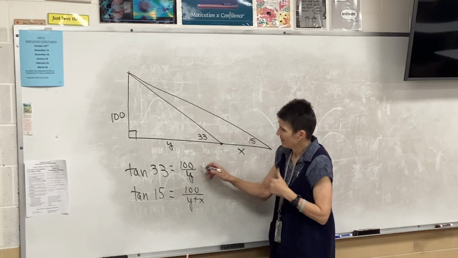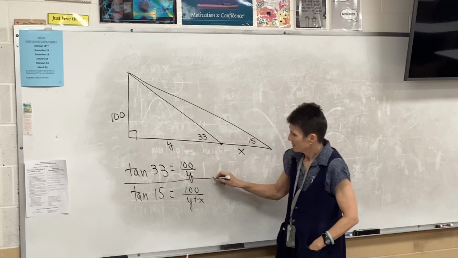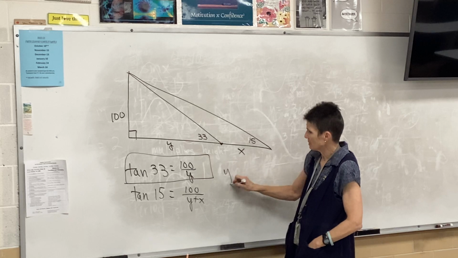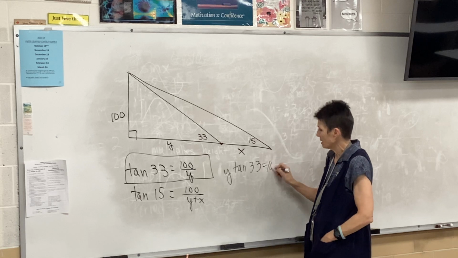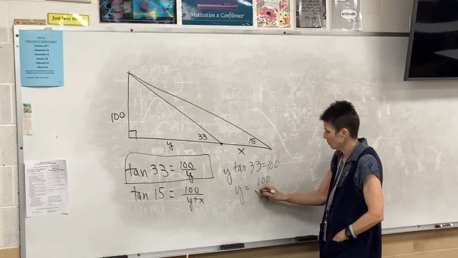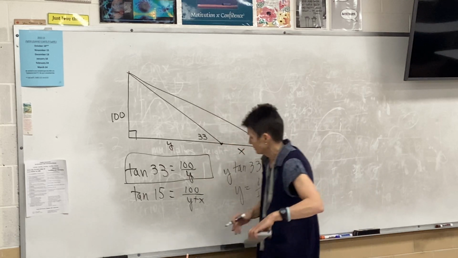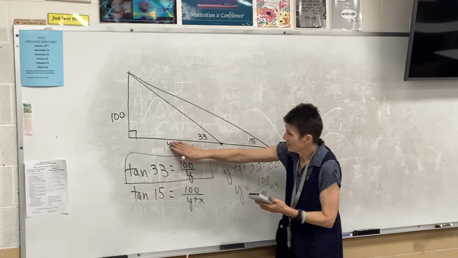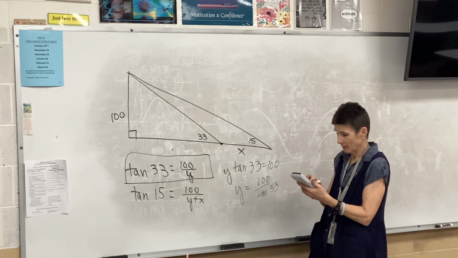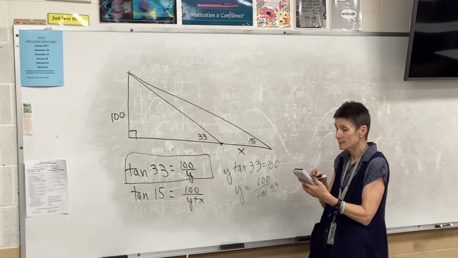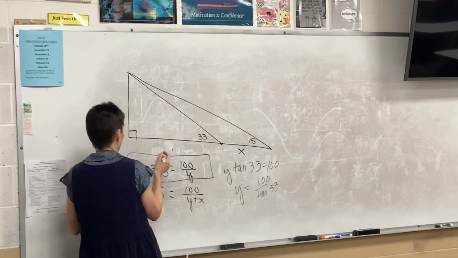I can actually find y. I can actually solve this equation, so I'm going to go ahead and solve that one. I'll multiply by y. That one only has one variable in it. So y tan 33 equals 100, and y equals 100 over tan 33. So that length right here, which I called y, is 100 divided by tangent 33. I'm going to make sure I'm in degrees. I am. So that is 153.99 basically.